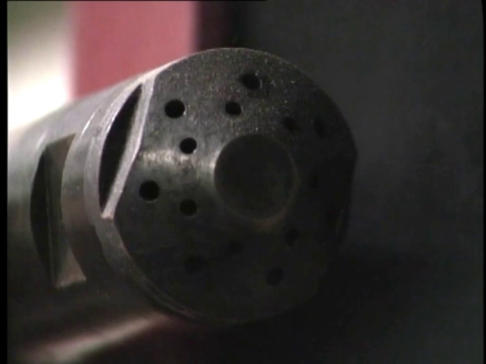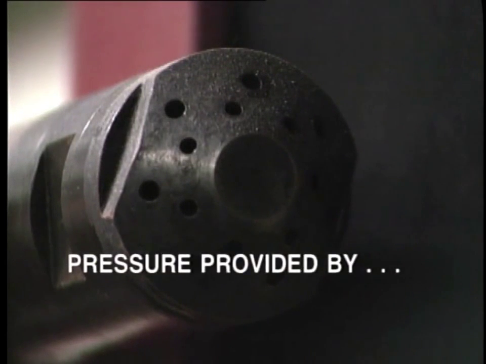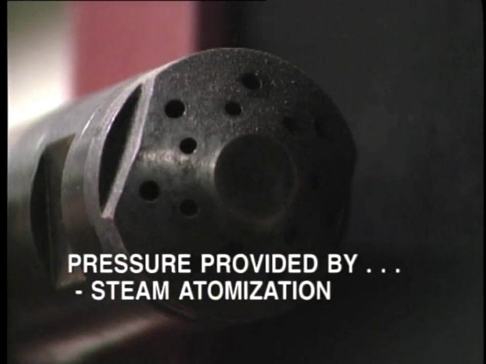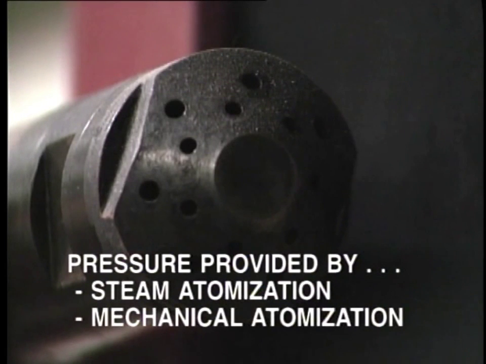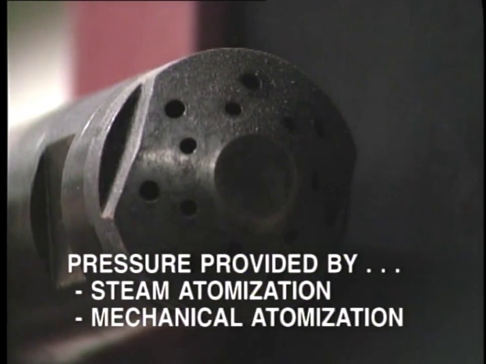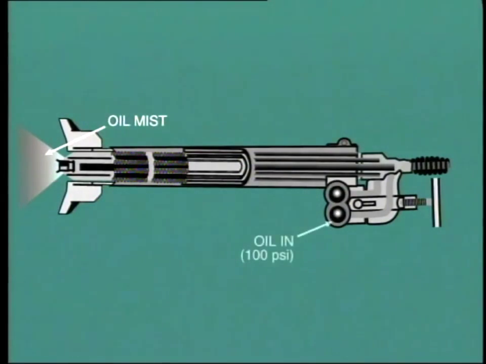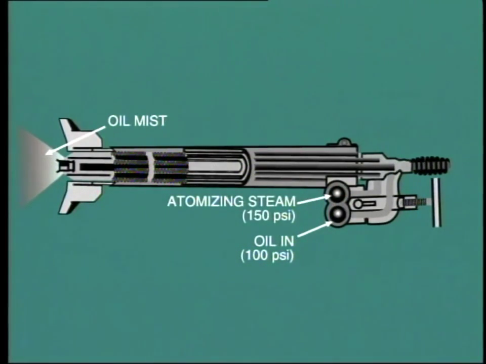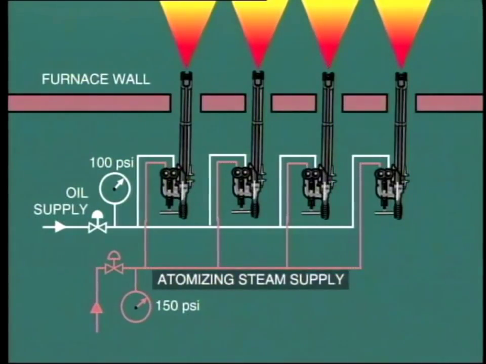Two methods are used to provide the pressure necessary to force the oil through the burner tip. These are known as steam atomization and oil pressure atomization, known as mechanical atomization. In the steam atomizing burner, oil is supplied to the burner at a pressure of about 100 psi. Atomizing steam is fed into the burner barrel at a pressure of about 150 psi, and this serves to force the oil through the holes in the burner tip. The steam supplied for this purpose is usually saturated steam taken from the auxiliary steam system.